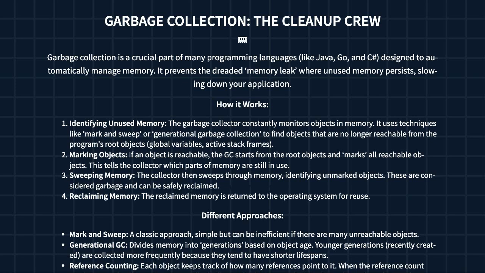The collector continuously monitors what objects are still being used and finds the ones that aren't. These are the garbage. It then reclaims that memory so your app has more resources to work with. There are different ways garbage collection can be done, from simple mark and sweep techniques to generational approaches, which prioritize collecting newer objects, and even reference counting, though it has some limitations.